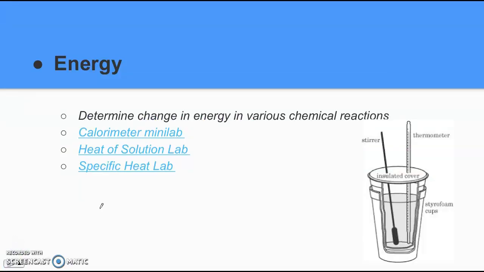The next type of labs is energy labs, and with this we want to determine change in energy, it's usually heat energy, in various chemical reactions. So these are the calorimeter labs that we did. So we use this double coffee cup calorimeter, and then you can do different processes in that calorimeter, and you can mix up the water, and then you have a thermometer to measure the temperature change. And then you can determine if it's going to be endothermic or exothermic.